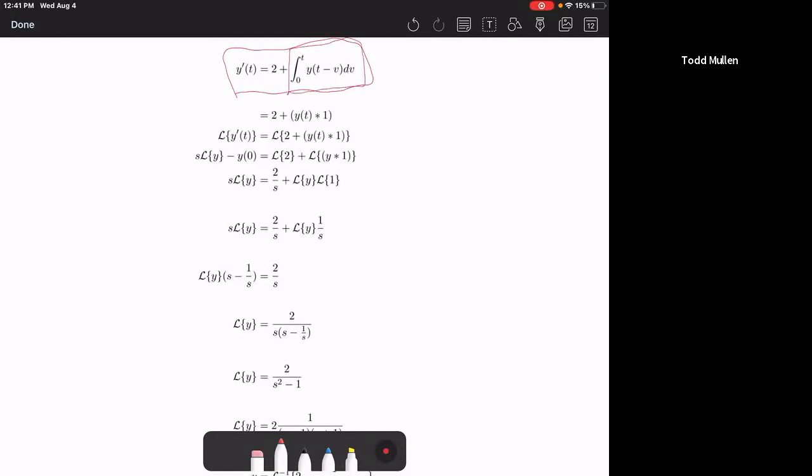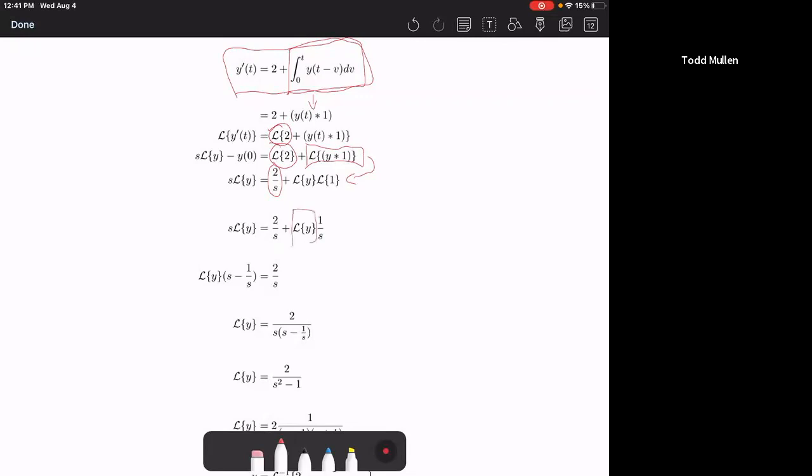If we go back to the definition of a convolution, this is just the convolution of y of t and 1. Well, let's take the Laplacian of both sides. Use our linearity to get this Laplacian of 2 out, because we can actually solve that separately. It's just 2 over s. And now we can worry about this Laplacian of y convoluted with 1. Well, our rules say that that is equal to the Laplacian of y times the Laplacian of 1.